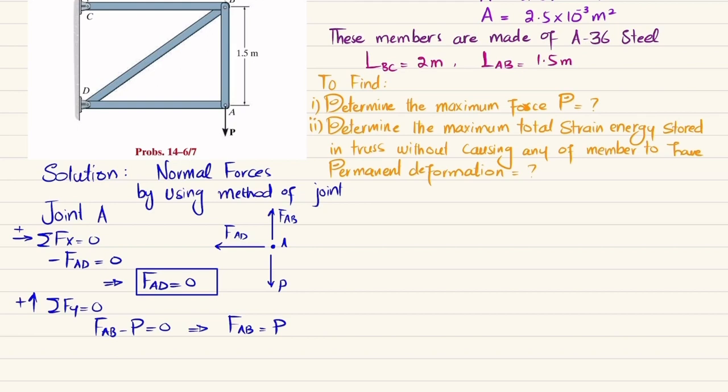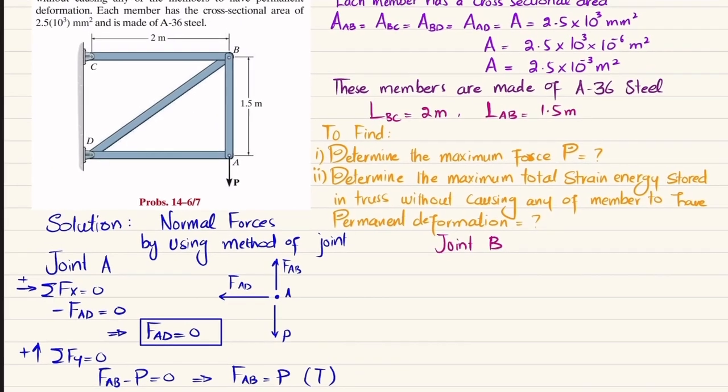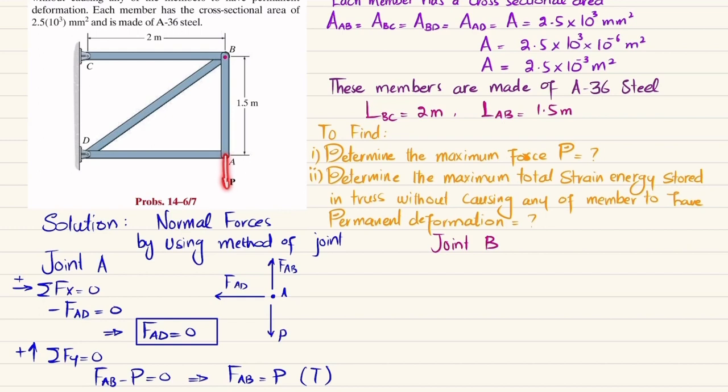Now you can see that this is the force member AB exerts on point A in this direction. As a result, the force in member AB will be in this direction, which is tension. So I will write that force FAB will be in tension. Now we will use joint B. You can see here, this is joint B. Due to this load, this member will elongate, causing a force at point B in this direction. This will be FAB.